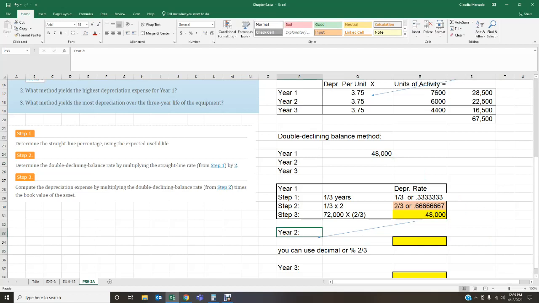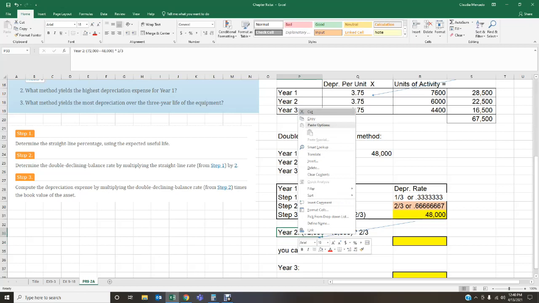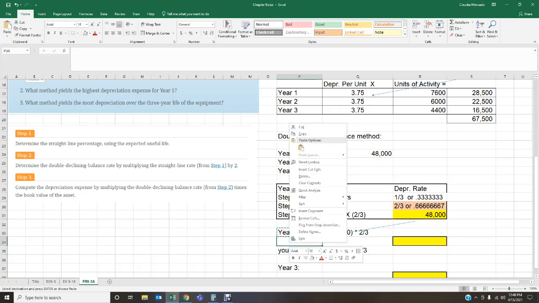Now for year number 2, we're going to start off with the cost, which was $72,000. I'm going to subtract the depreciation from year number 1, which was $48,000. And then I'm going to multiply by my rate, which is 2 over 3. Let's see what that gives us.